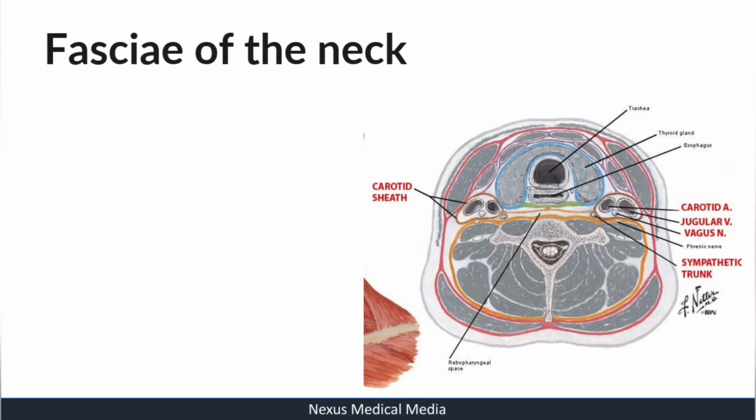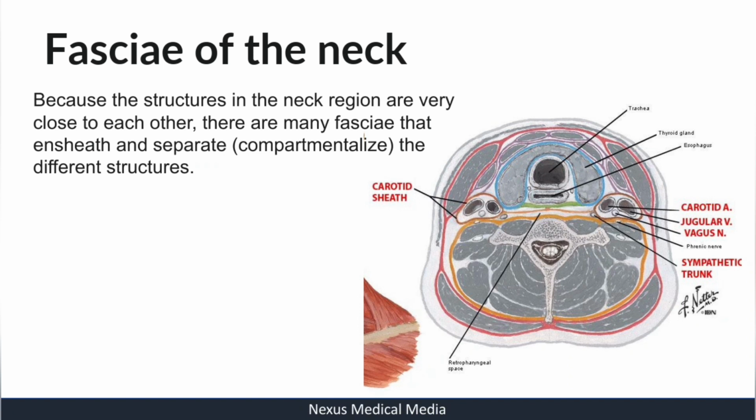Next, we'll talk about the fascia of the neck. Just to give you orientation, this is the anterior side, back is the posterior side. You can see the trachea, and behind it you can see the esophagus, and here is the vertebra. Because the structures in the neck region are very close to each other, there are many fascia that ensheath and separate them. That's compartmentalization of the different structures.